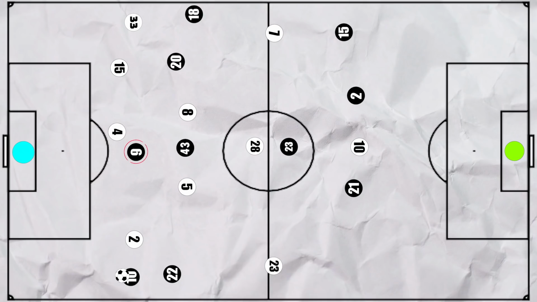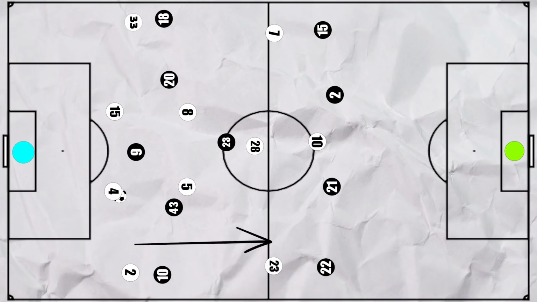However, Leeds often found themselves with just Bamford in the box, meaning that crossing was not the most effective way to attack. And in the transition, Spurs did look dangerous at times.